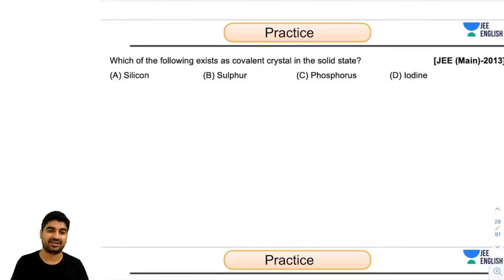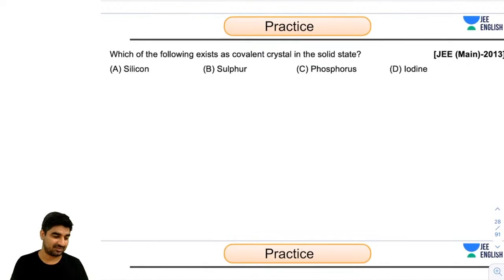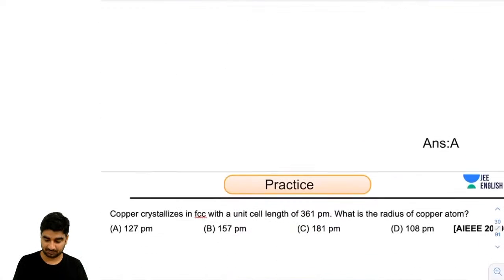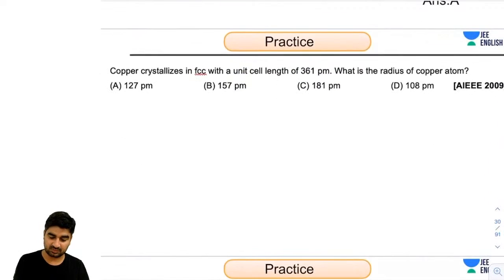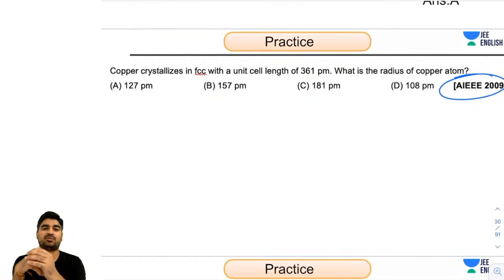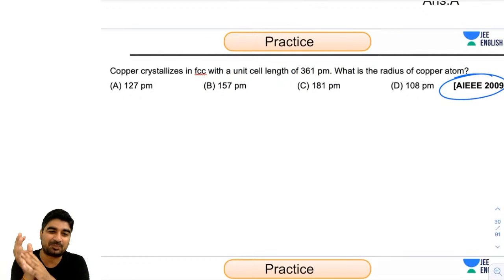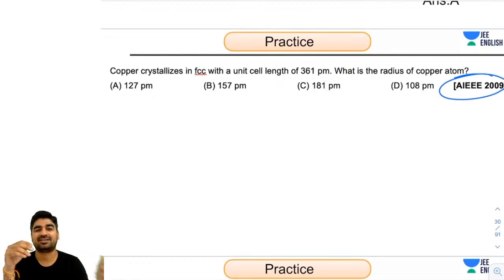This we have already done. Yes, my answer would be silicon. Okay, so now solve this one. This was asked in JEE Main 2019, and at that point of time it was known as IIT-JEE. Names keep on changing but the paper format and the level remain the same. Okay guys?